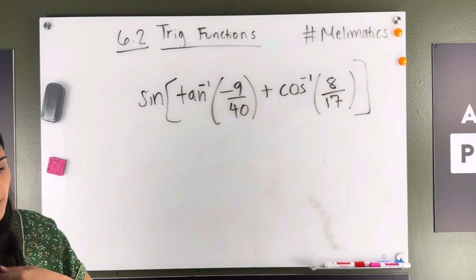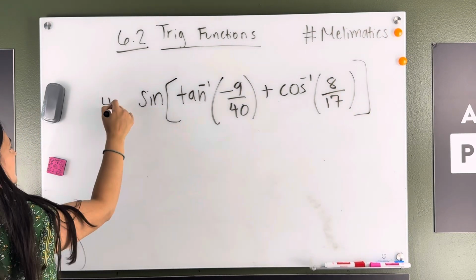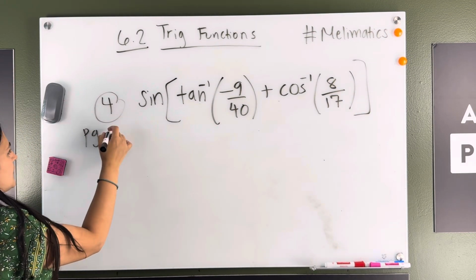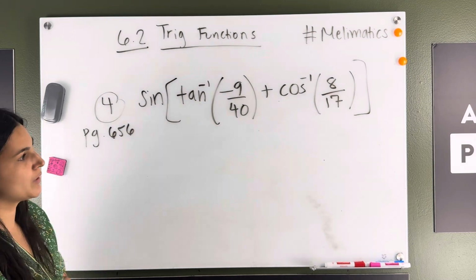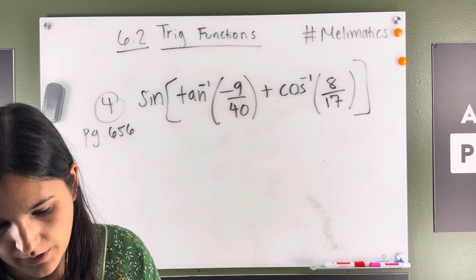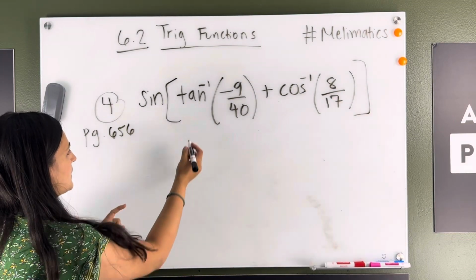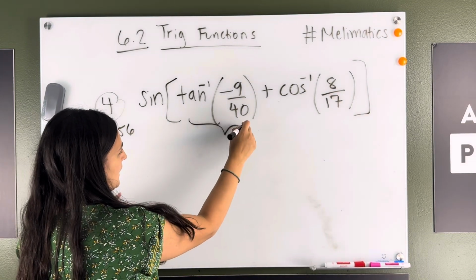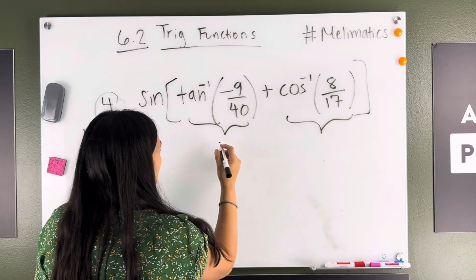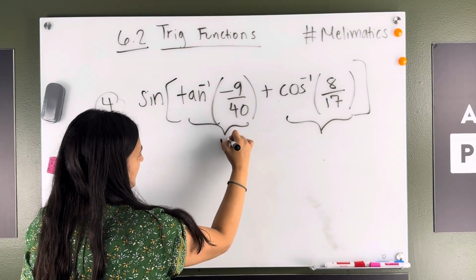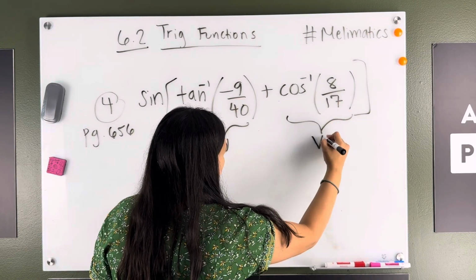Okay, so this is example number 4, page 656 in section 6.2. So we're going to go ahead and solve it out. But first, remember that this is going to return an angle, and it's going to return another angle. So you can let this first angle be represented by U and the second angle be represented by V.